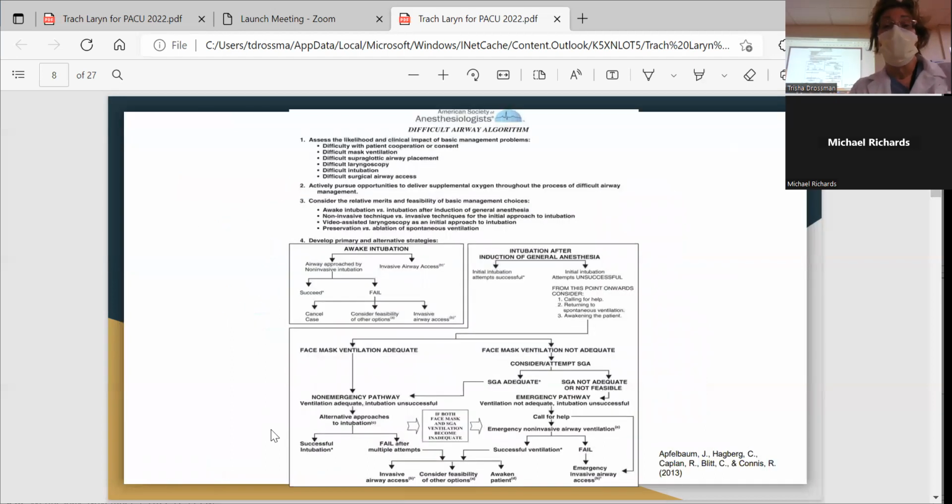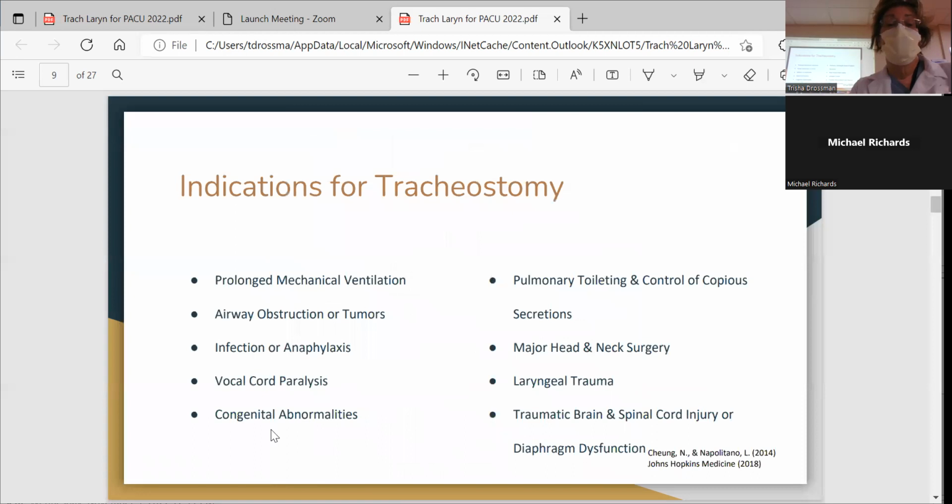Let's see. This is an algorithm that the American Society of Anesthesiologists uses, the methods you go through with doing awake intubation versus intubating after you induce with propofol, and then assessing using face mask whether ventilation is effective or not, non-emergent versus emergent pathways. Go through that.